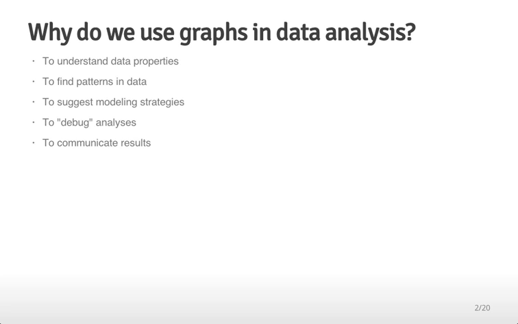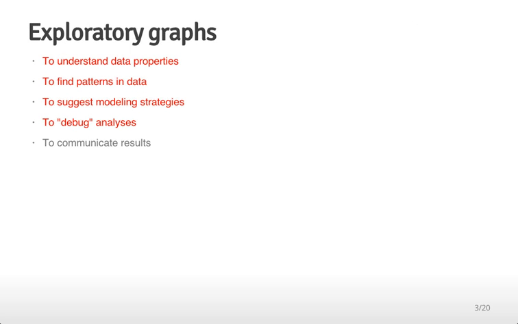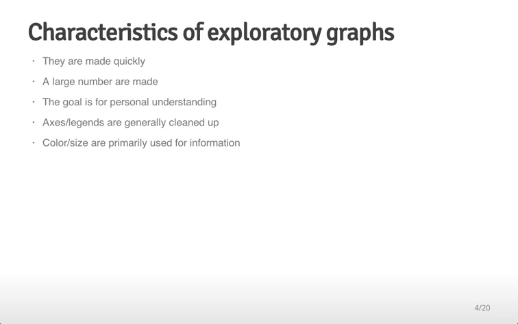Then to debug analyses, we'll also be talking about how you can use graphs and plots to determine where your statistical modeling might have gone wrong. And finally, to communicate results to other people. So exploratory data analysis and exploratory graphs start by focusing on these first 4 steps and not on communicating results to other people. So we're going to first talk about the types of graphs that you might use just to communicate to yourself, to try to understand a data set, not to try to pretty them up and to show them to other people.